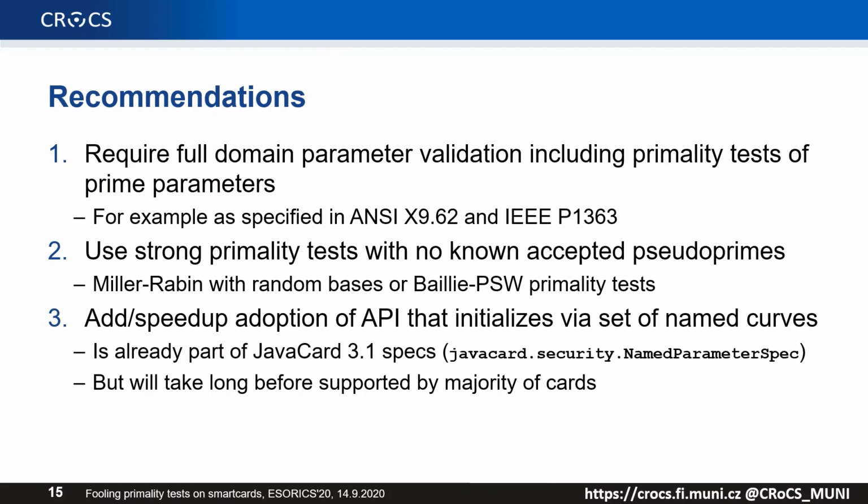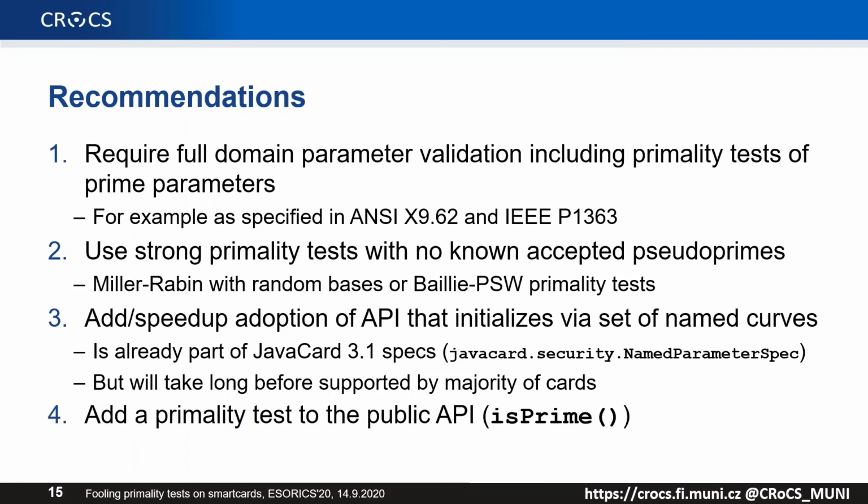This is not really a mitigation, but it's a way around. If you do not allow the attacker to set the domain parameters, then the attacker of course can't set invalid ones. So there is an option to initialize your digital signature algorithm with a named curve. This is already part of the Java Card 3.1 specification. Unfortunately, my guess is it will take at least 3 years before we start seeing cards with that level of specification, because currently some cards do have 3.0.5, which was released in 2015. So it will take long.